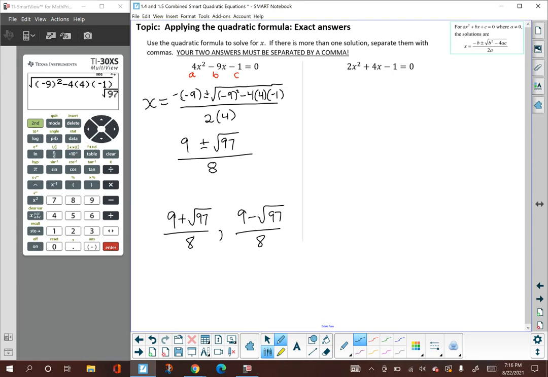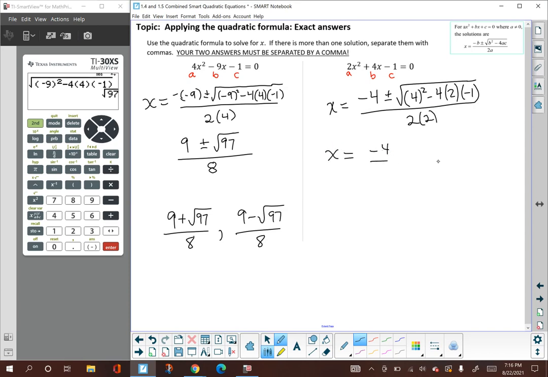Okay, our next equation is 2x squared plus 4x minus 1 equals 0. So on this one, we've got an a value of 2, b value of 4, c value of negative 1. So we've got negative 4 plus or minus the square root of b squared minus 4 times a times c, and that's all over 2 times our a value.